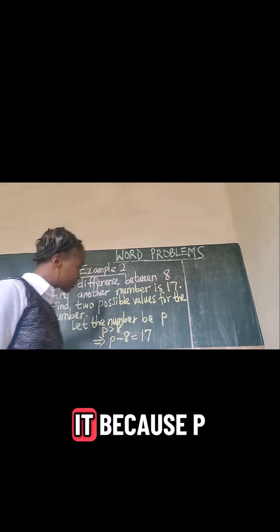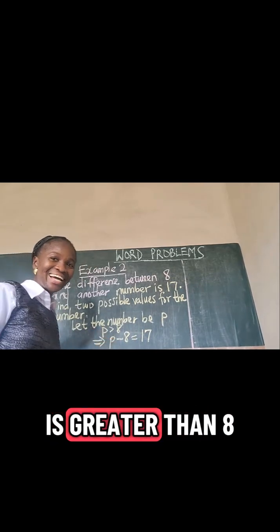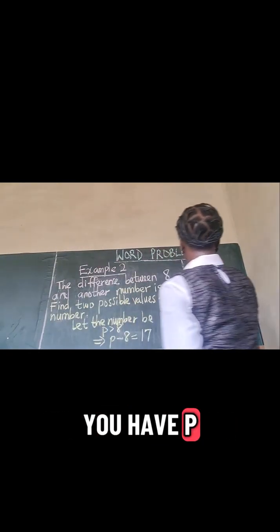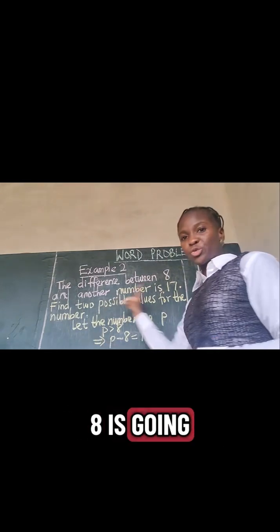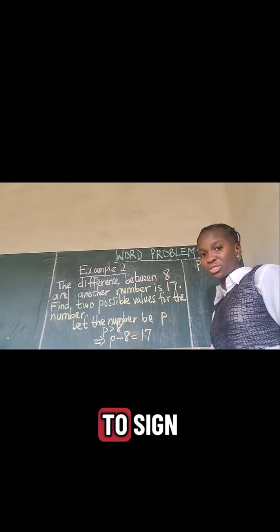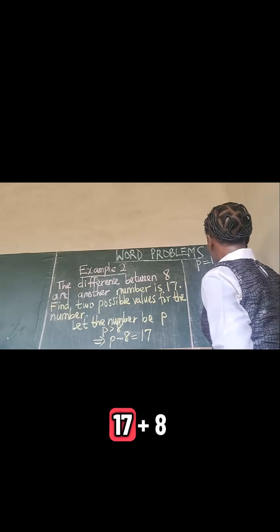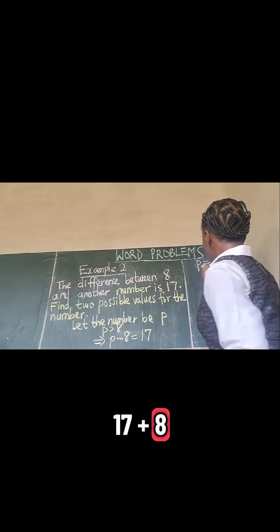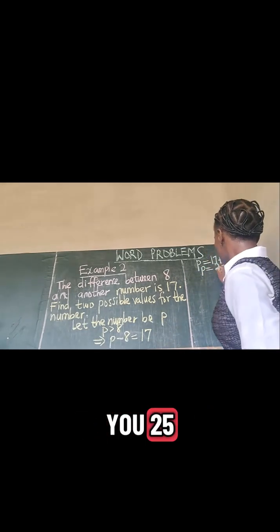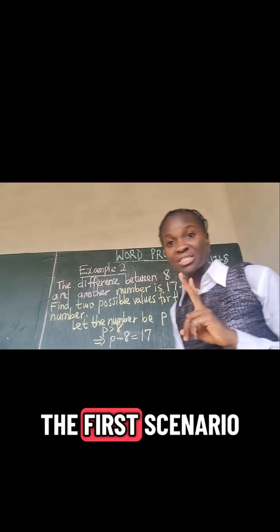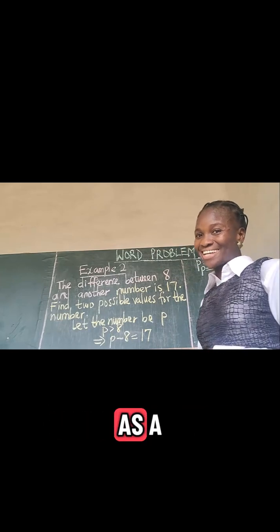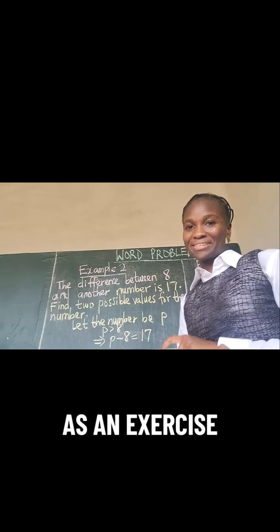Are we getting it? Because P is greater than 8, that implies that P equals, minus 8 is going to the other side, becoming plus 8, because it's crossing the equals to sign. So you have 17 plus 8. That means P will be equal to 17 plus 8, which gives you 25. So that is the first scenario. For the second scenario, you try that as an exercise.